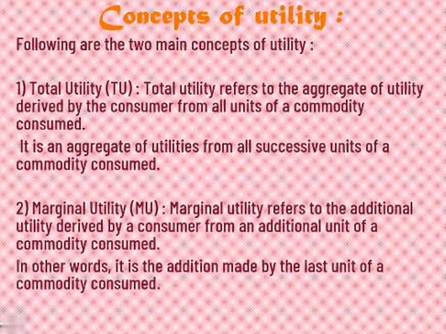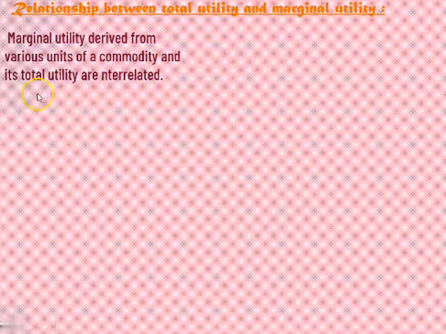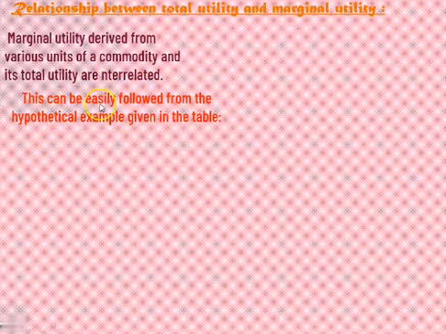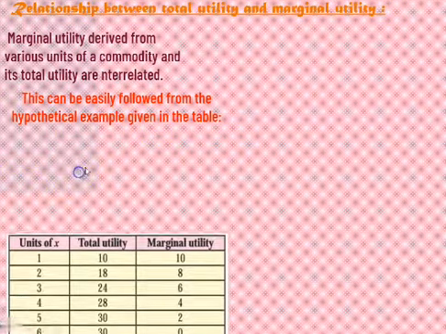In this total utility, when we add one by one, the last unit is called marginal utility. Let us understand this concept with the help of an example: the relationship between TU and MU. Marginal utility derived from various units of a commodity and its total utility are interrelated. This can be easily followed from the hypothetical example given in the table.